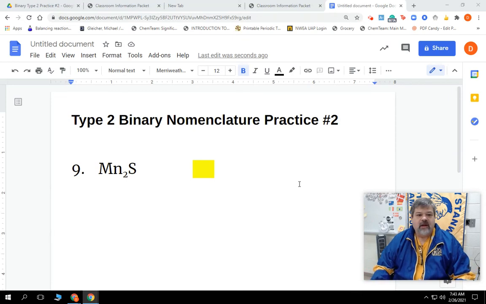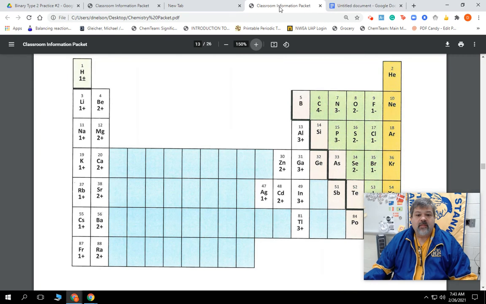Right now we're going to do type 2 binary nomenclature practice sheet number 2. This is problem number 9. So again, when we do the naming of a type 2, we have to figure out what the charge of the metal is, because if you remember, if we go to our packet, we can see that typically the metal will be somewhere in this blue area where it may have multiple charges, or where it does have multiple charges. And so we've got to figure out what the charge is in that particular compound.